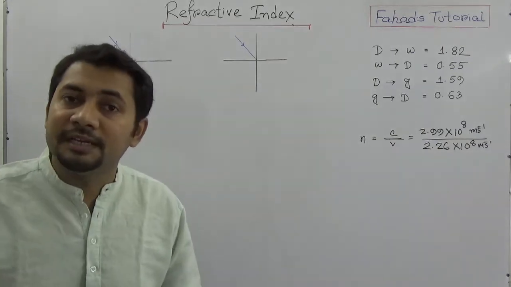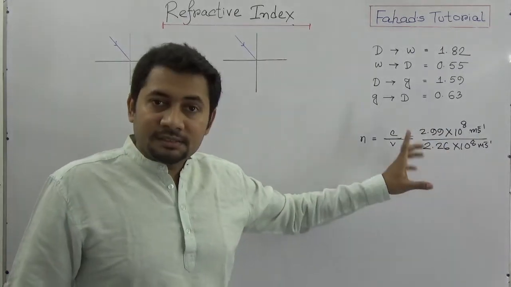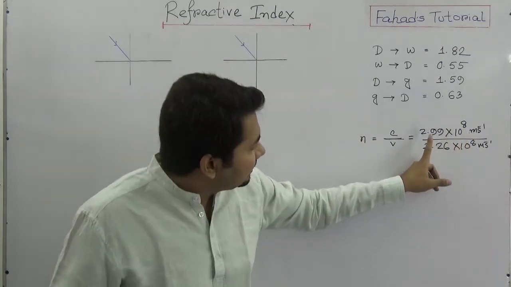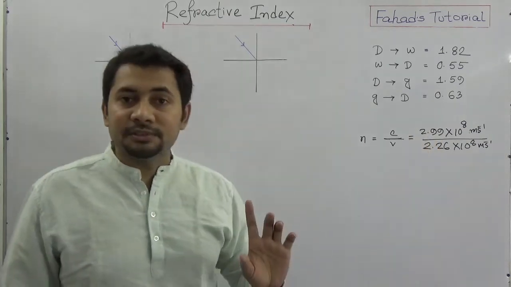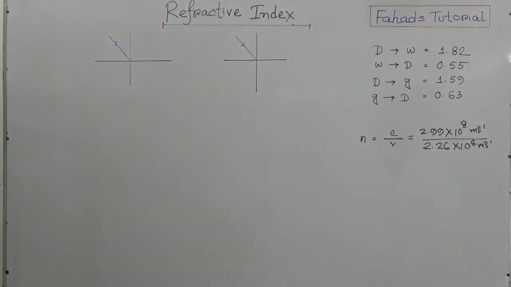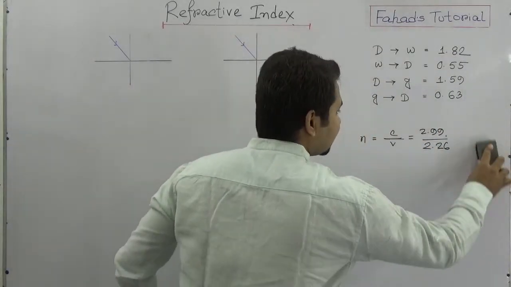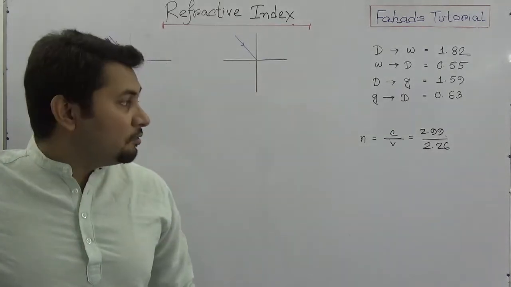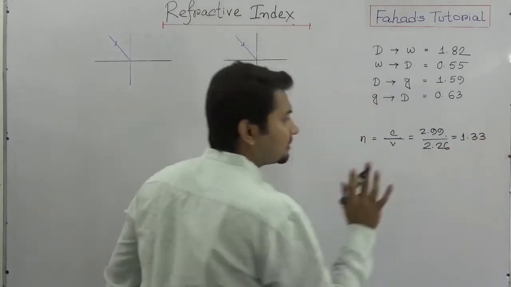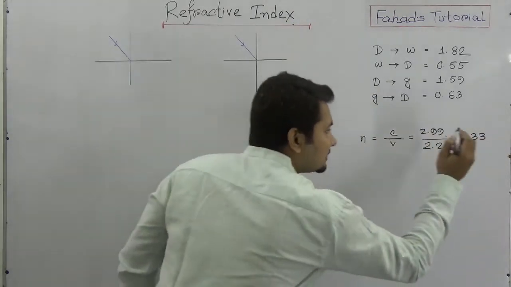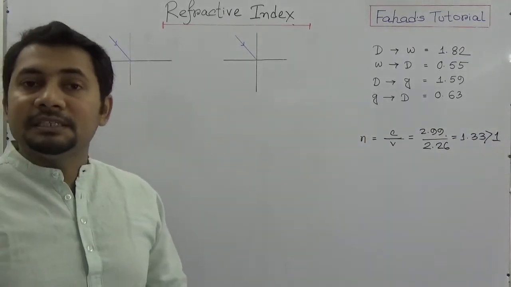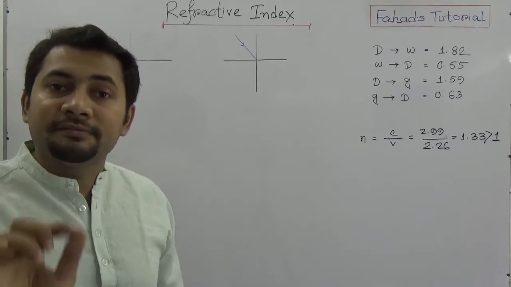So in my previous video, I explained this scenario: if you forget 10 to the power 8, then think about 2.99 over 2.26. If I remove that 10 to the power 8 part, now you see that this is 2.99 over 2.26, which is nearly 1.33. So that is definitely greater than 1. This happens in the case of absolute refractive index.